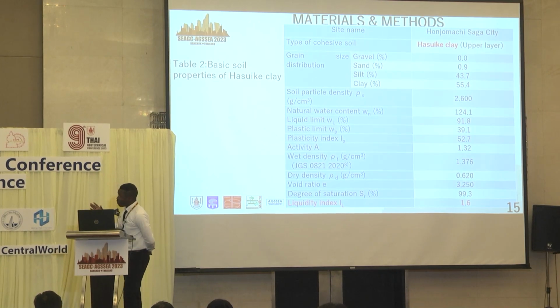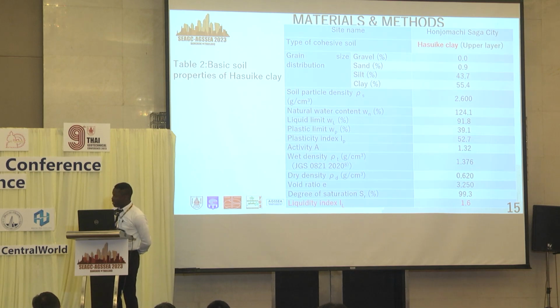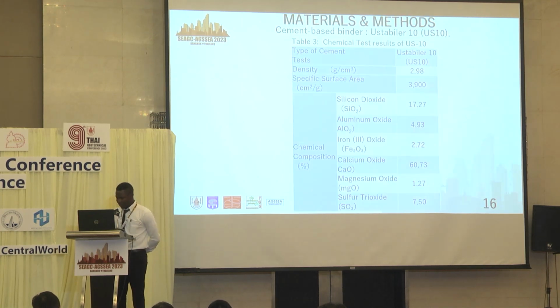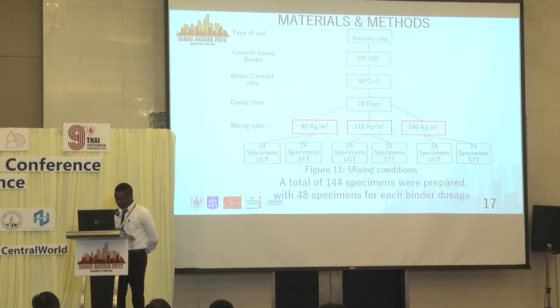So for the materials and method, this is the soil we use, the Saga clay, with a clay content of more than 50%, and with a liquidity index IL of 1.6 that really exceeds 1. This is highly compressible and very soft clay. This is the cement we used, a stabilizer commonly used in soft ground improvement.